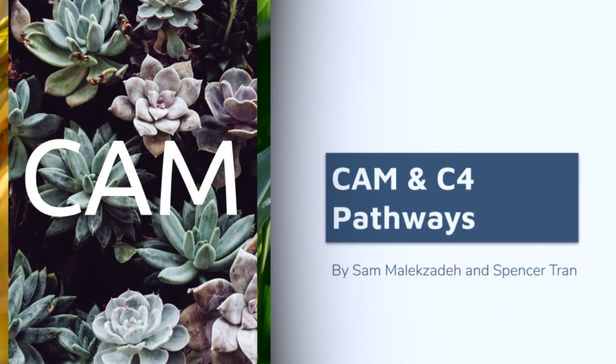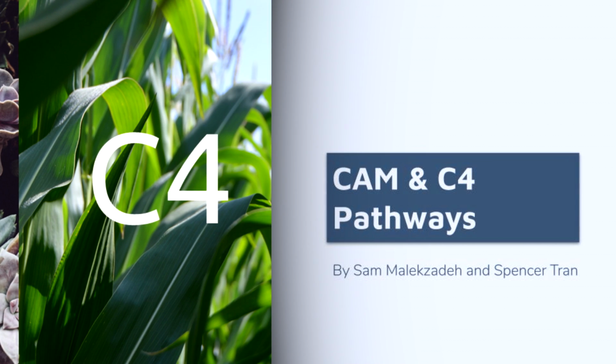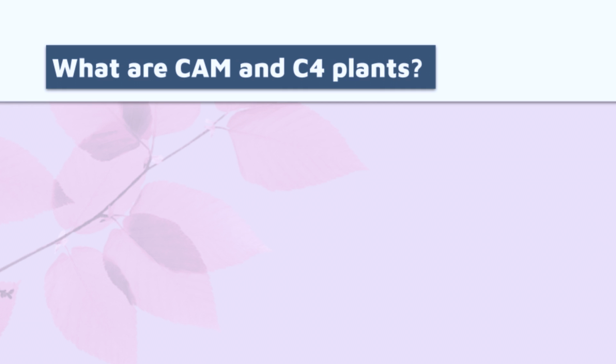Here's an example of a CAM plant. Other examples may include pineapple or cacti. And here are the C4 plants, which include corn, sugarcane, and various types of grasses. But Spencer, what are CAM and C4 plants?